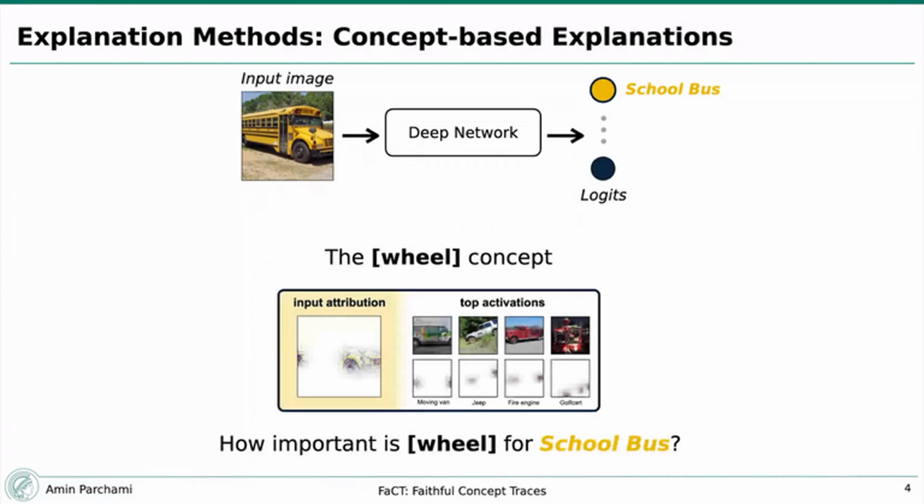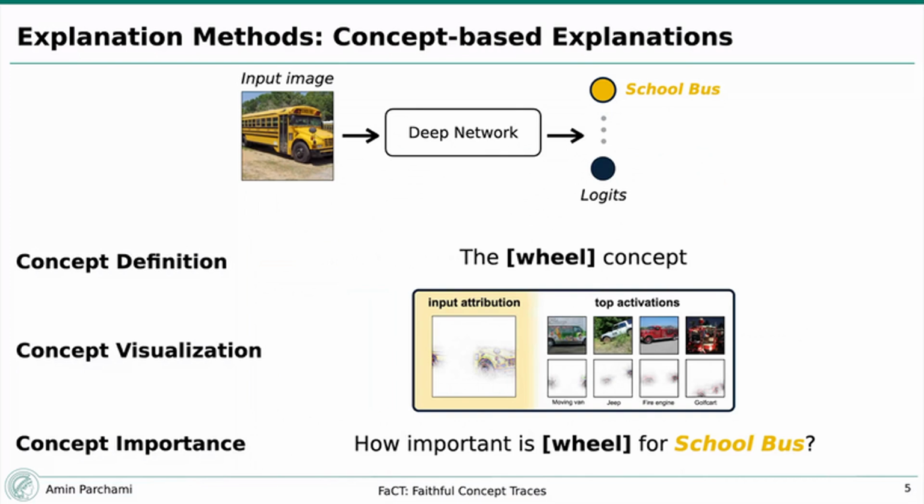Another line of work is concept-based explanations, which try to explain what concepts the model uses for making decisions. A potential concept, for example, can be the wheel concept. An explanation would then show which images activate the wheel concept the most and where exactly in those images this concept activates. Having this concept defined, the next step is to measure how important the wheel concept is for the predicted output class. Therefore, we keep in mind these three aspects of a concept-based explanation: how the concepts are defined, how they are visualized, and how their importance to the output is measured.